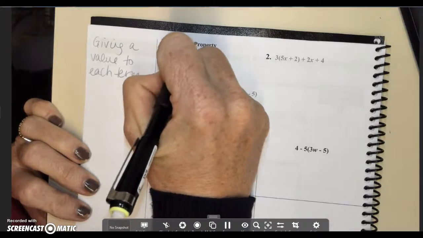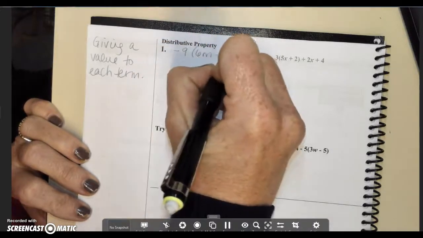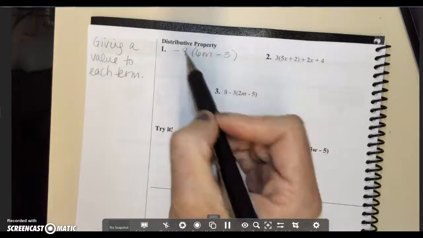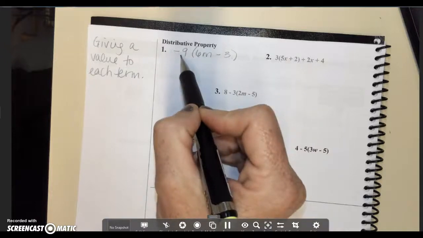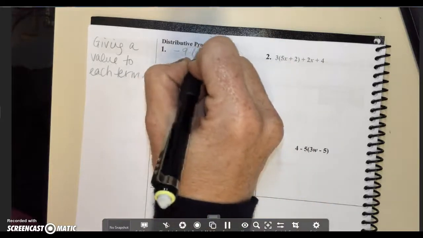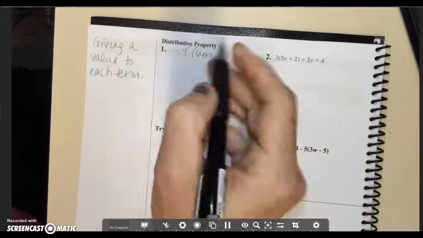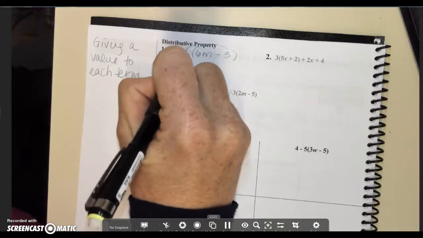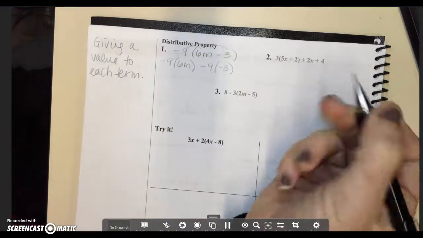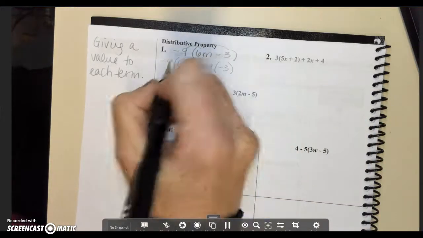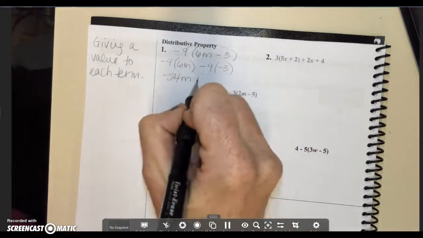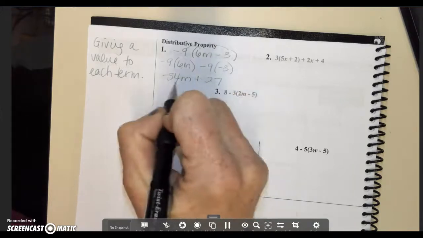So let's do negative 9 times 6m minus 3. If you've done the distributive property before, this is probably how you've seen it. You see that in parentheses. This negative 9 has to get distributed to each of those terms, or multiplied by each of those terms. So what you're essentially doing is negative 9 times 6m and negative 9 times negative 3. So negative 9 times 6 is negative 54. And we're going to add the m on. Negative times a negative is a positive, and 9 times 3 is 27.